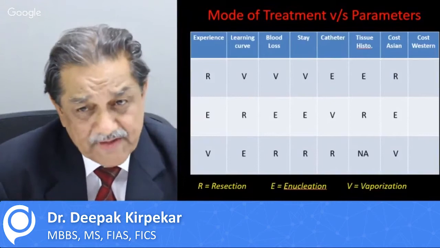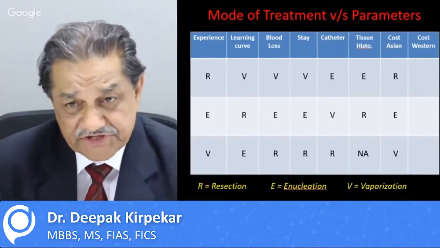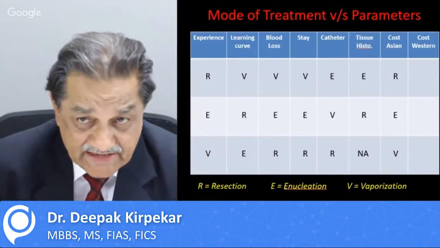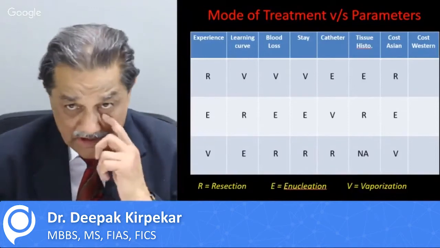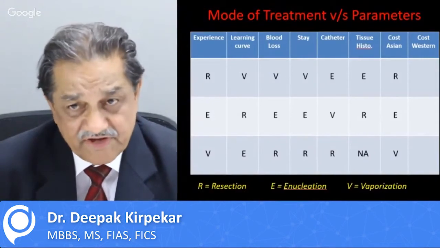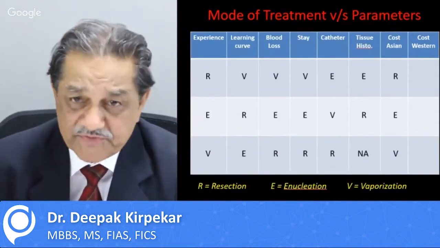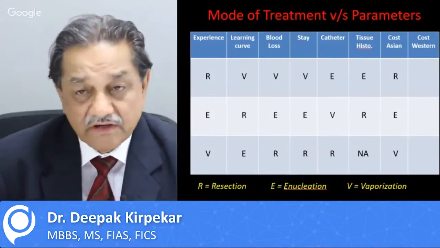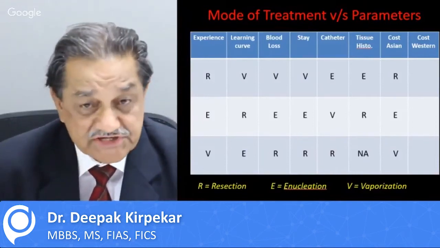Resection is the cheapest, enucleation is next, vaporization is costliest. I recently attended AUA in Boston, and their results are exactly the same. Even in the Western world, resection seems to be cheapest, enucleation after that, and vaporization is costliest.